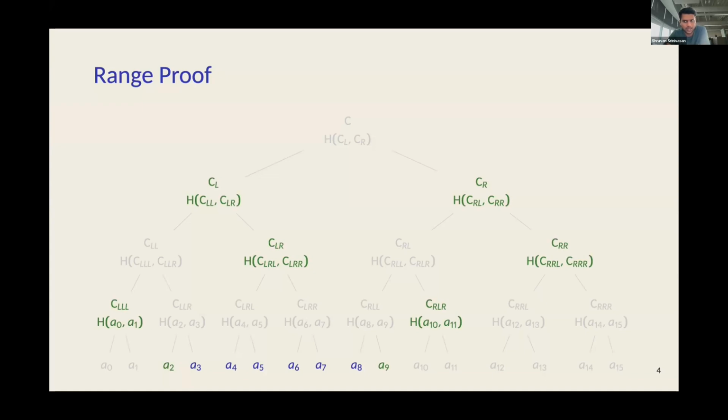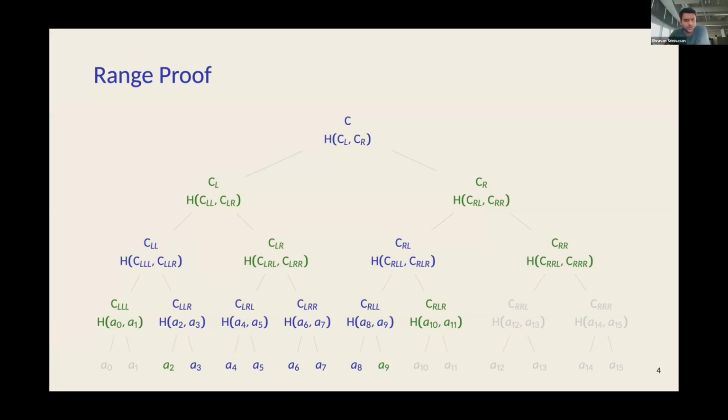Once you have this logarithmic size proof, a verifier can take these proofs and the values A3 to A8 and check whether this range proof is valid by reconstructing the hash paths all the way to the root. Just like an individual membership proof, you can see if the reconstructed root is what you already know. If that is the case, you accept the range proof, else you reject it.